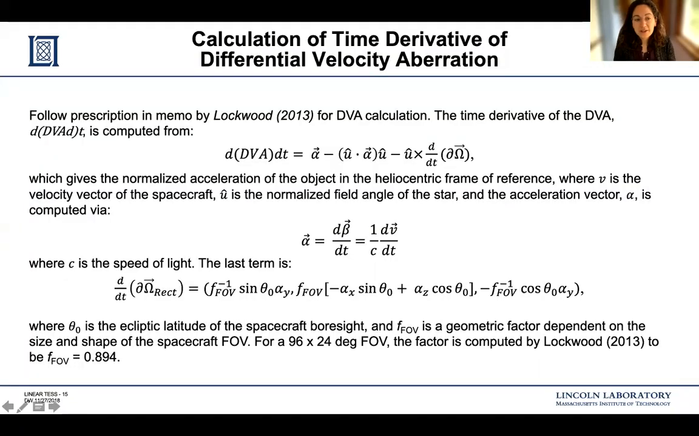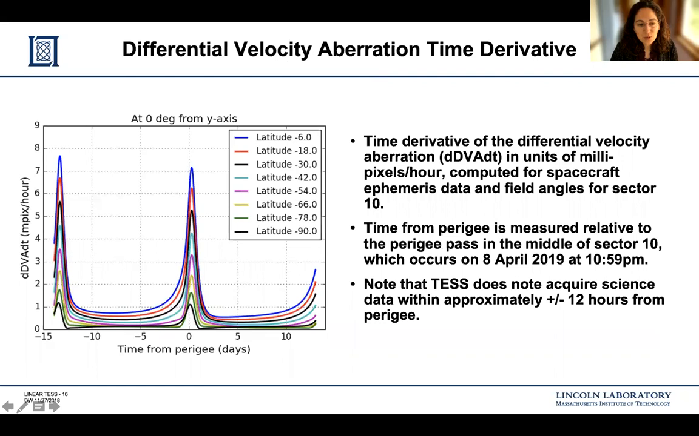In order to understand the effect of DVA, we look at the change in DVA over time, or the time derivative of the DVA. This is from a memo by Lockwood from 2013, applying this prescription here. This allows us to predict and understand the strength of the DVA at different times. So what matters is how much has the DVA changed. If DVA was constant and the stellar positions remained exactly as they were, not changing over time, they would just subtract off cleanly in the median. But because they're changing, that's what matters. So we want to know how much it is changing.